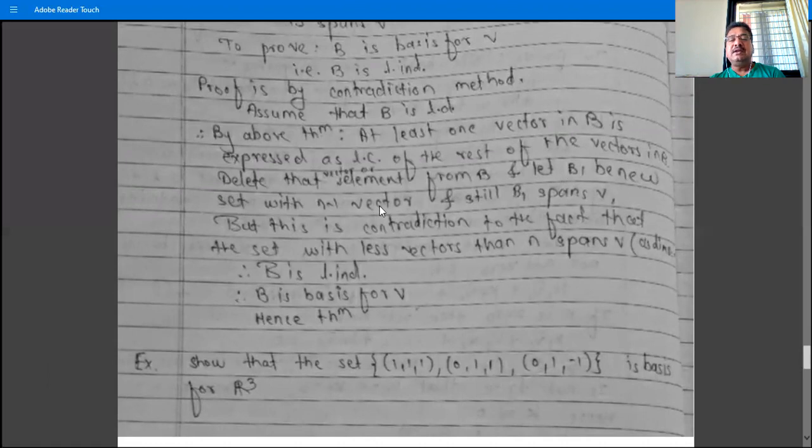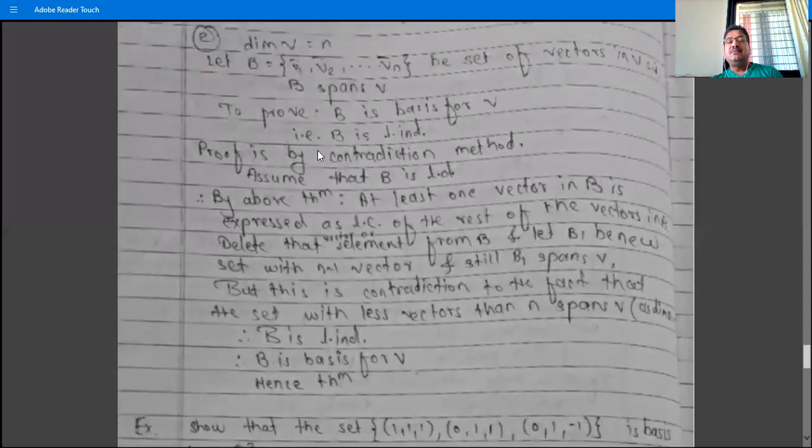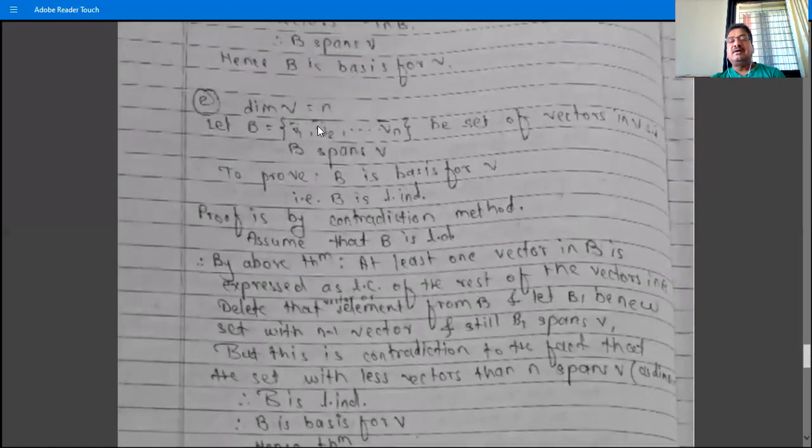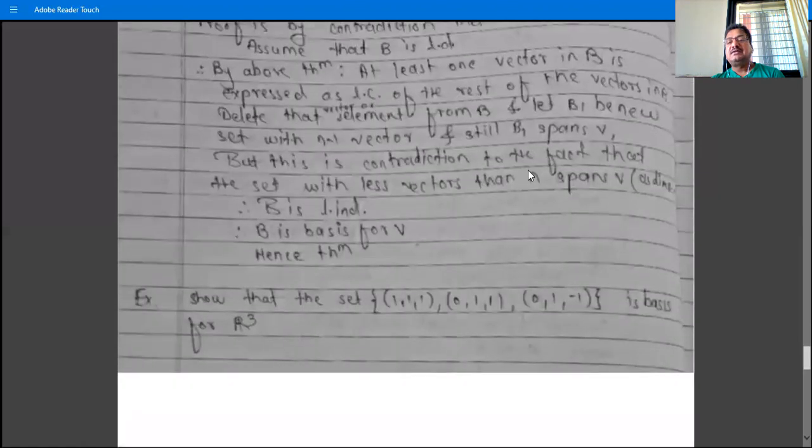Then let B1 be the new set with n minus 1 vectors. After deleting that vector from B, the new set B1 contains n minus 1 vectors, and still B1 spans V, because we eliminated a vector which is a linear combination of the remaining vectors. But this contradicts the fact that no set with fewer than n vectors spans V, because the dimension of V is n. So this contradiction shows that B is linearly independent.